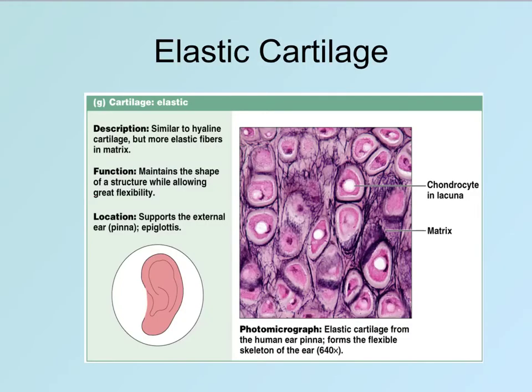Okay, so here's a picture of the elastic cartilage. All those purple lines you see running around the cells and down throughout the picture, those are elastic fibers. So this can look similar to hyaline. You can see with these two cells, they have that flattened edge. But with hyaline cartilage, you're not going to see this amount of elastic fibers.